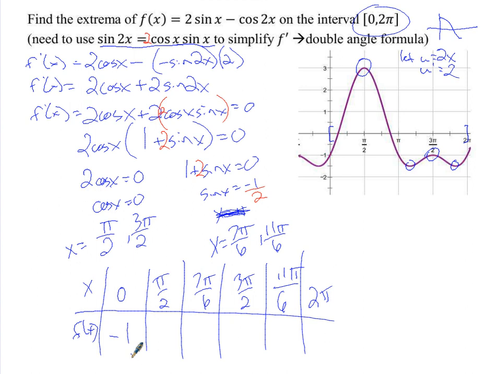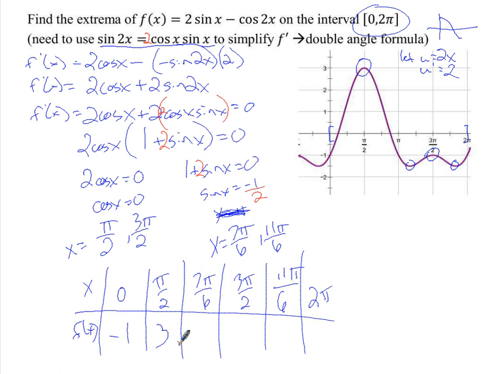Sine pi over 2 is 1. So that first term becomes 2. Then we have minus cosine of 2 times pi over 2. Well, 2 times pi over 2 is just pi. So cosine pi is negative 1. So that's minus negative 1, which becomes plus 1. 2 plus 1 is 3. Take a look at the graph, and you see that we do have 3.